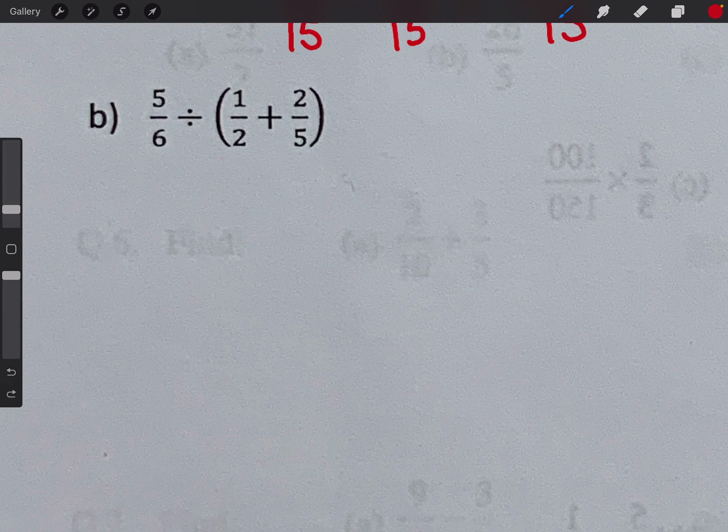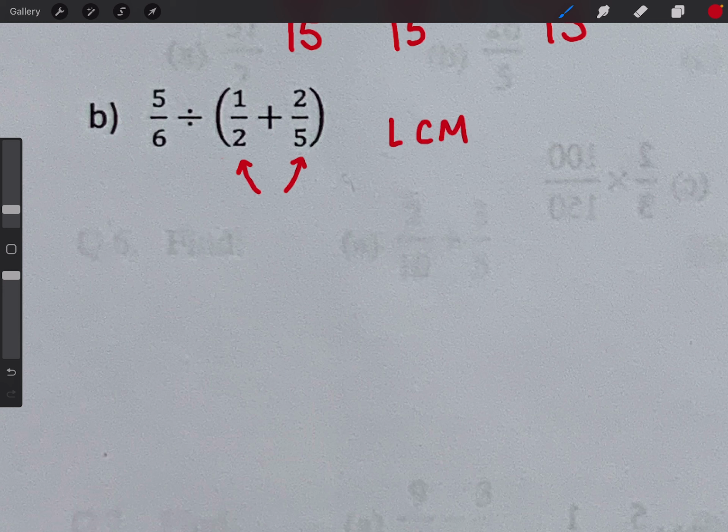Now to add fractions, you must make sure that the bottom numbers are the same. At the moment they're not the same, so you've got to think of a number that can be divided by 2 and 5, and we're going to change into that number. So what's that called? We call that the lowest common multiple.